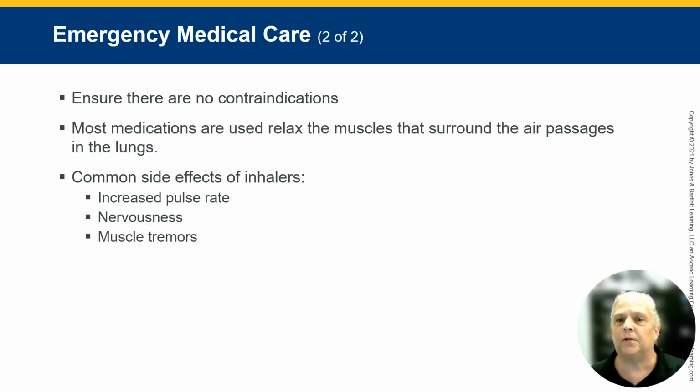The respiratory medications that are used generally are going to relax the muscles surrounding the air passages in the lungs, leading to the dilation of the airways. Some of the side effects that we're going to see is going to be an increased heart rate. They might get nervous or agitated or anxious. They may have muscle tremors. Medications from an inhaler are delivered through the respiratory tract into the lungs.